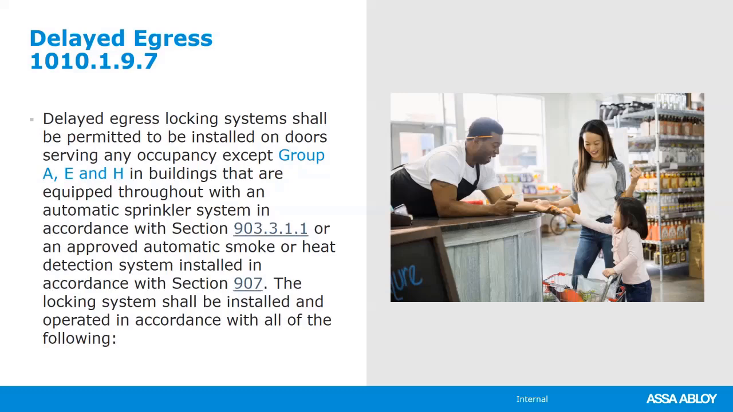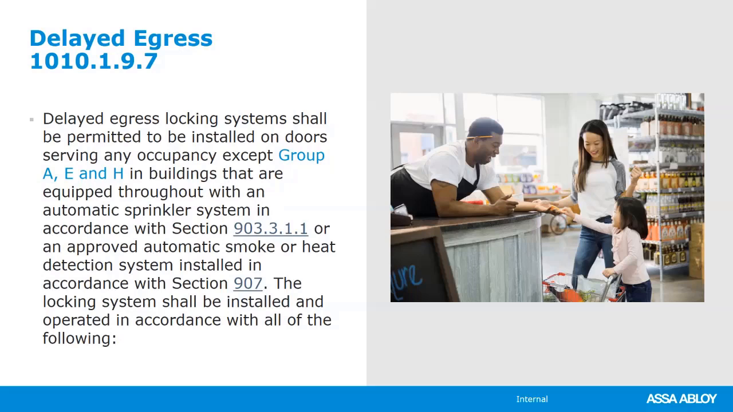I will have a cross-reference chart in a moment with the different versions so that you can see how much has changed. Delayed egress locking systems shall be permitted to be installed on doors serving any occupancy except for Group A, assembly, E, educational, and H, high hazard. As I mentioned previously, these are the three highest risk. They each have their own reasons why delayed egress is not permitted.